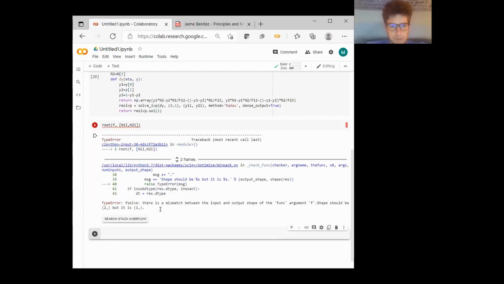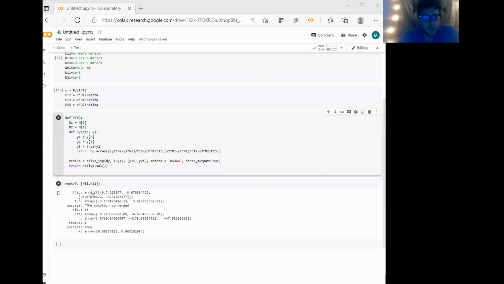Oh, it says we've got a problem. All right, there we go. We finally fixed that error. So with that error fixed, we see that the root solver has solved for the molar flux of acetone and methanol at eta equals 1.